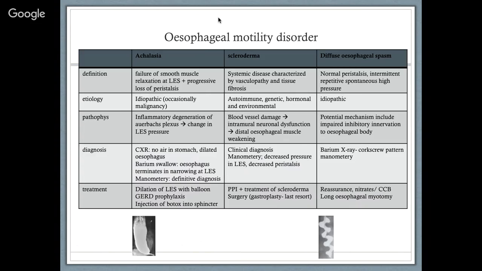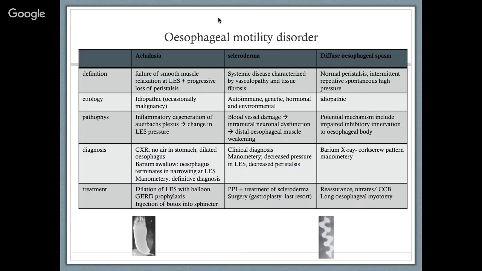And we diagnose, if we do a chest x-ray, we might see no air in the stomach, we might see a dilated esophagus. And if you look below, that's sort of what it's going to look like on barium swallow. You see a dilated esophagus with a narrowing portion towards the end. We treat it with a balloon, or we can use prophylaxis like PPIs and injection of Botox into the sphincter as sort of a last line.